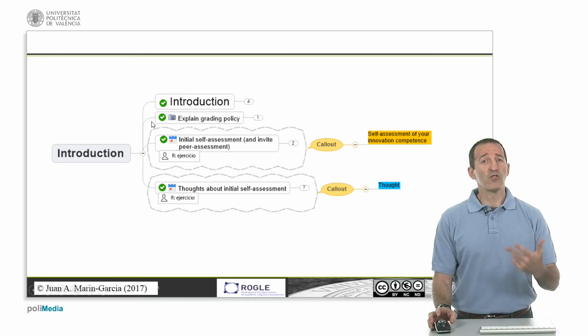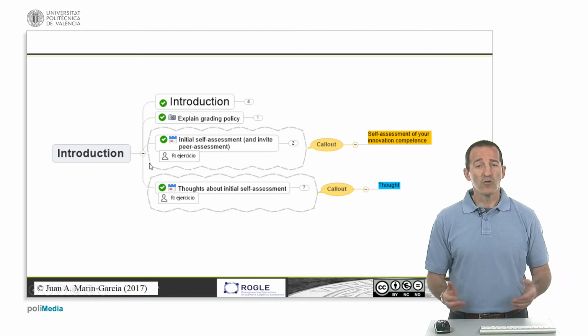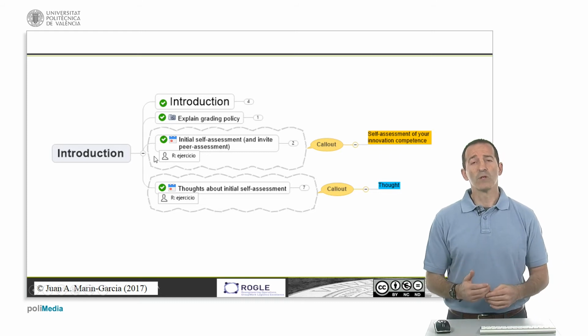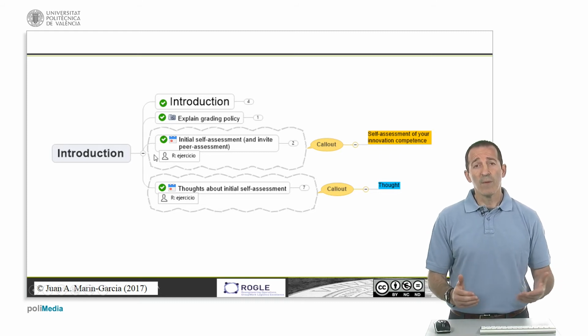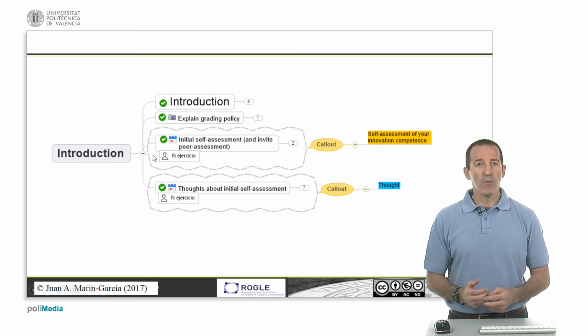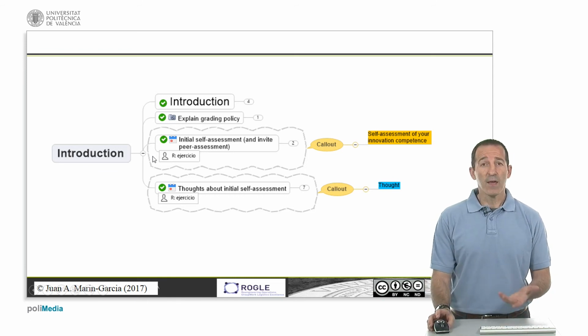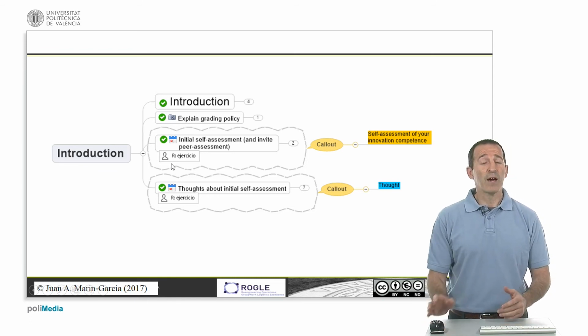Furthermore, you have two exercises that you have to do. The first of these is to carry out a self-assessment of your own innovation competence and, in addition, invite people who know you to evaluate you, that is, to peer assess you so that you can have this dual vision of how you see yourself and how others see you with regard to innovation competence.